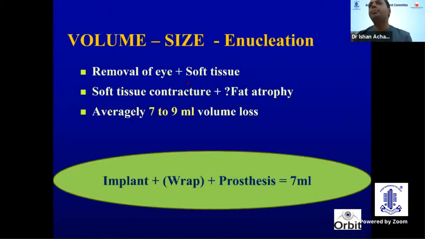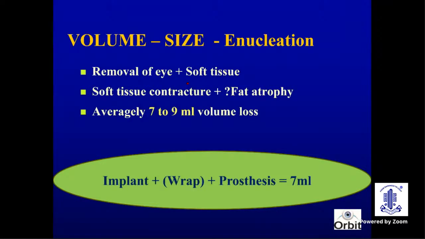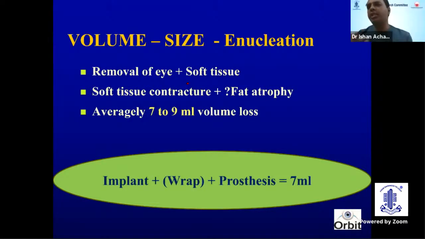Now what size implant should we put? When you remove the eye, especially in enucleation, it comes along with some soft tissue, and there is soft tissue contracture or fat atrophy, which is again debatable, but on average there is 7 to 9 ml volume loss.